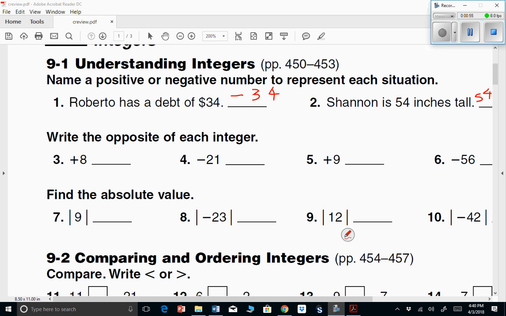So the opposite of 8 is negative 8. For negative 21, positive 21. For positive 9, you would write negative 9. For negative 56, you would write positive 56.